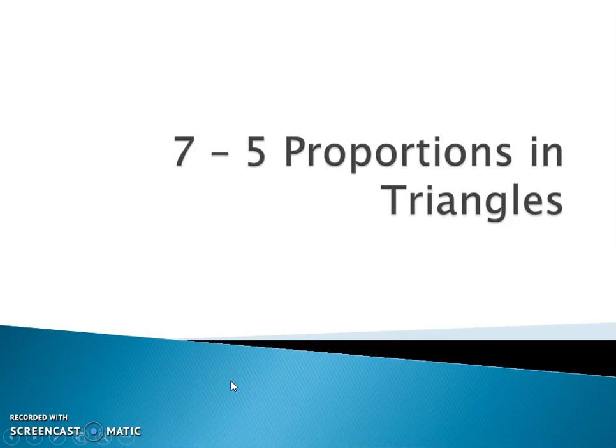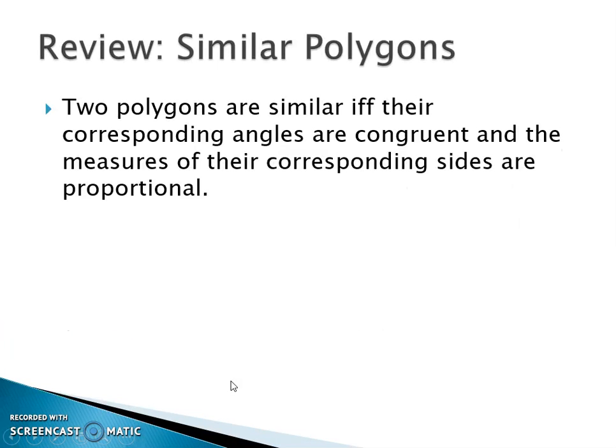Proportions in triangles. Review: similar polygons. Two polygons are similar if and only if their corresponding angles are congruent and the measures of their corresponding sides are proportional.